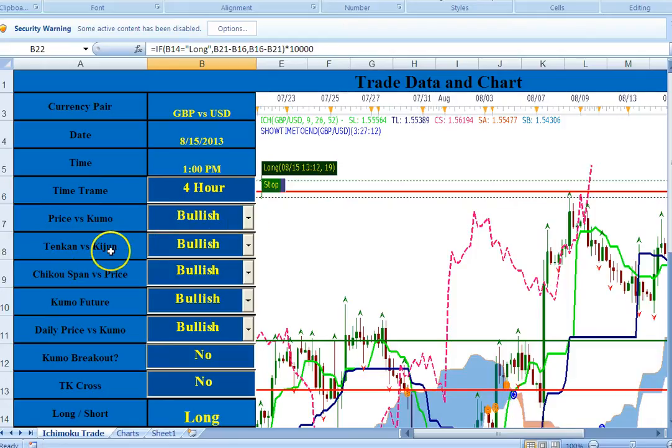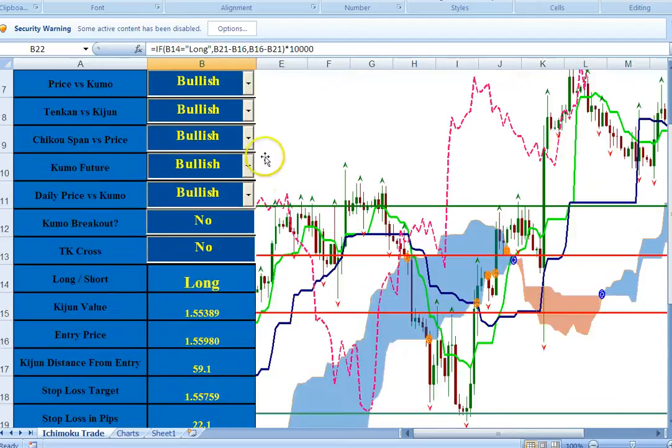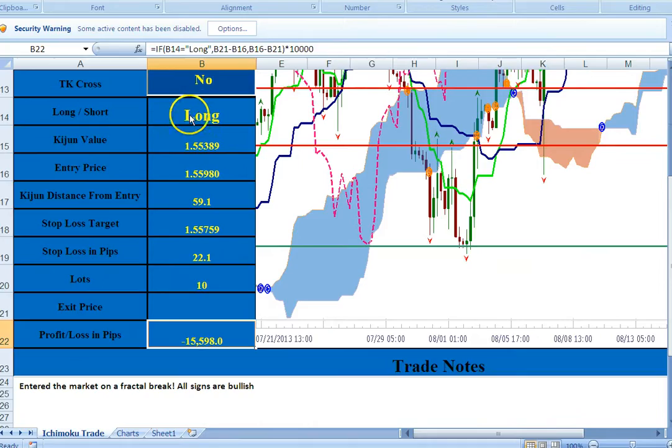You got your Tenkan-sen and your Kijun-sen. Is that a TK crossover? Is it bullish or bearish? And it was bullish. You got your Chikou span versus price. Is it above or below? It's above, so it's bullish. Your Kumo future, your Kumo twist. Is it bearish or bullish? And it's bullish. And then your daily price versus the Kumo. So is the daily price above or below the Kumo? And it's above, so it's bullish. Everything is bullish, and we're in a long trade.